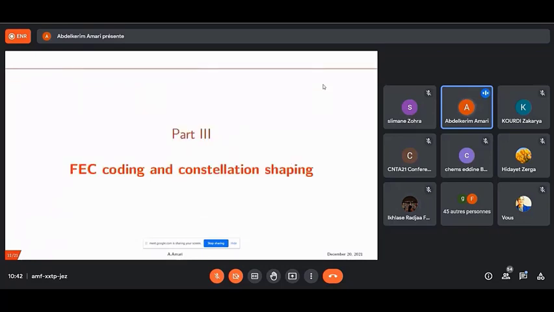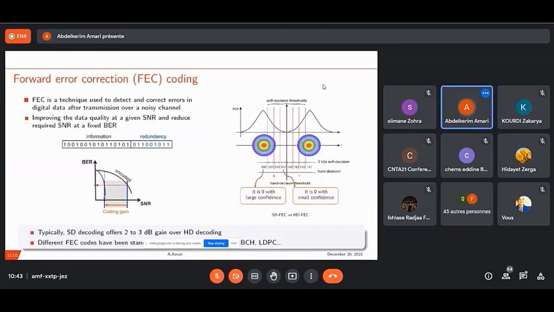We'll move now to the third part, with information theory-based approaches for performance improvement using FEC coding and constellation shaping. FEC coding is a well-known technique to detect and correct errors in digital data over a noisy channel. It's a fundamental technique and is used in mainly all communication systems.